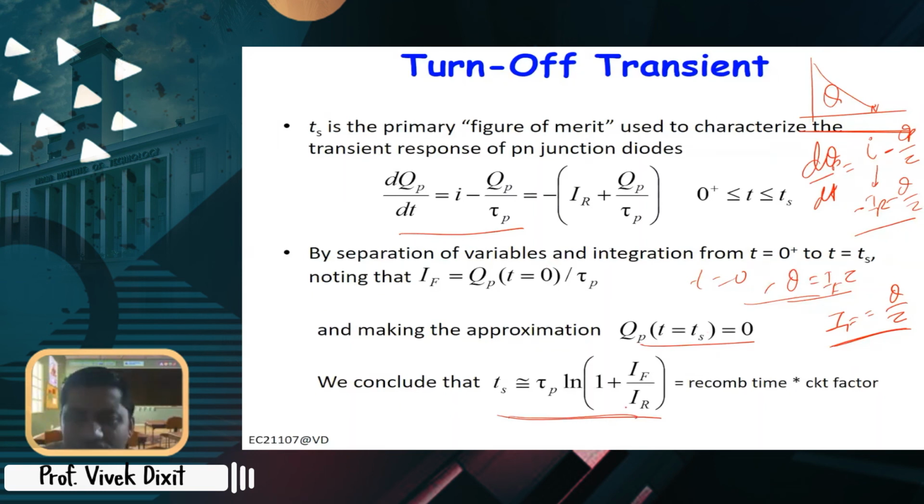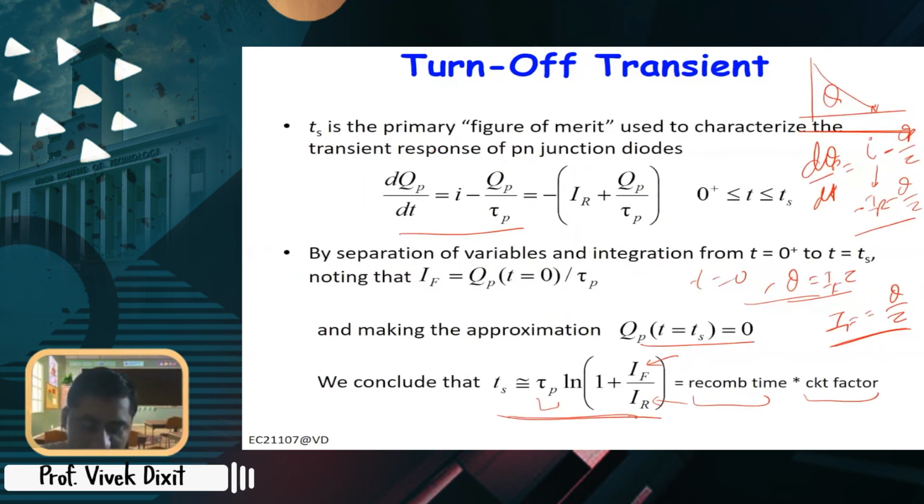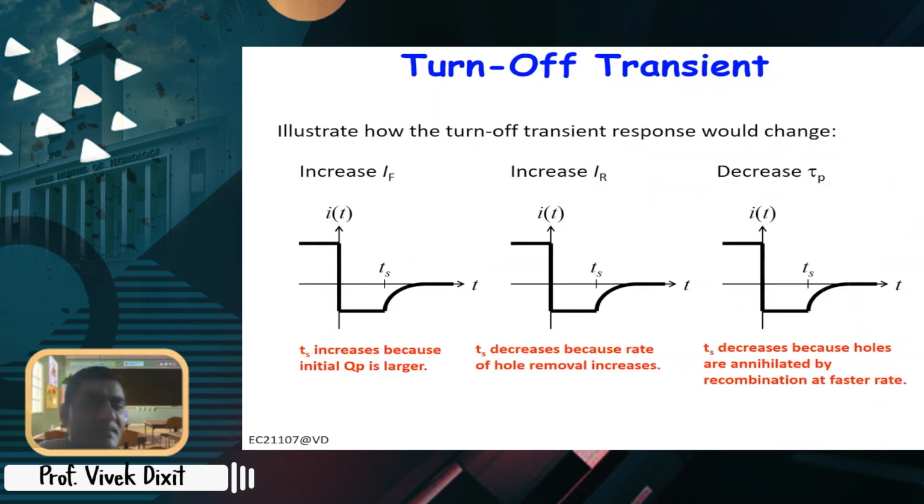I think I've shown it, maybe in the coming slide you will see this. So what you can say is that storage time is basically recombination lifetime times a circuit factor. Why circuit factor? Because IF and IR depend on the circuit. Now, if you are using the same resistance, the RF and RR are the same, then it will just be log 2, because both will be equal. So log 2 times tau p. Okay, now let's do some exercise.